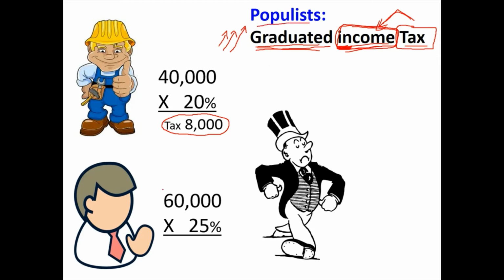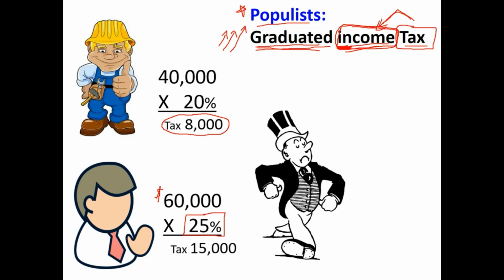This person earns more money. And so the theory by the populists is that if you're earning more money, then you can afford to pay a little bit more. And you'll notice that this guy's got a 25% rate. He pays more in taxes. He has a larger tax rate because he can afford it. He's got more money. And so technically he ends up paying $15,000. He still takes home $45,000.